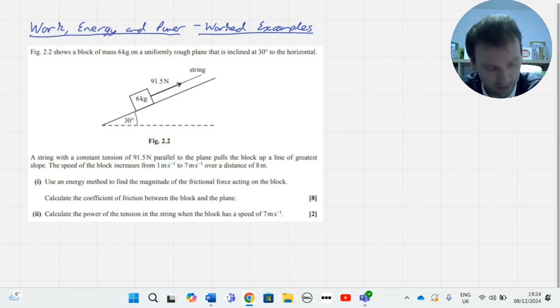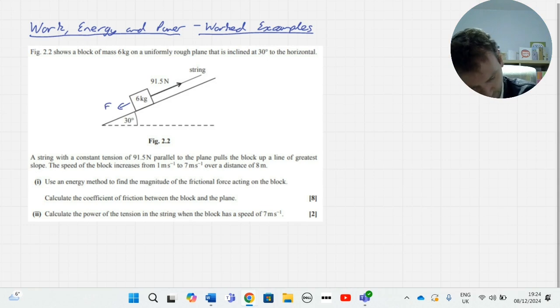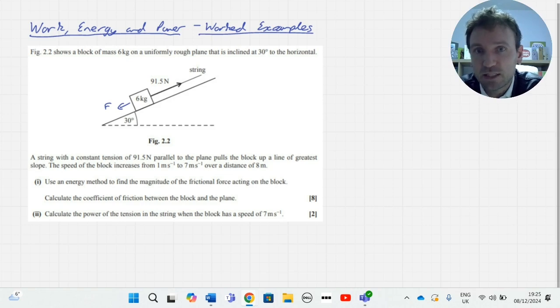There's also a frictional force acting on the block, which isn't labelled on our force diagram. So we've got some frictional force opposing it here. And we're told that the speed of the block increases from 1 meter per second to 7 meters per second over a distance of 8 meters. This is a question that we could solve using Newton's second law and Suvat equations, because the forces are constant, but we're asked to solve it using an energy method.